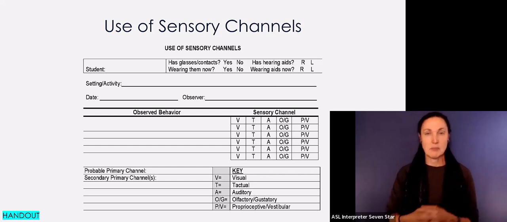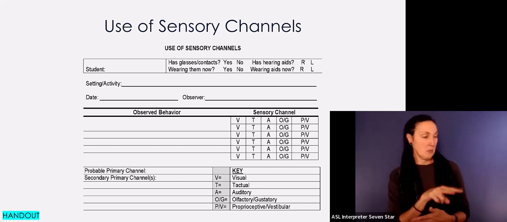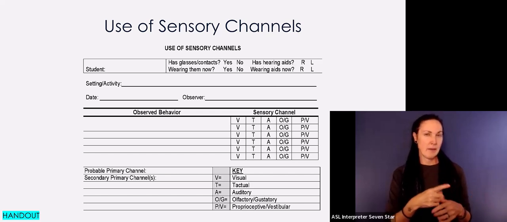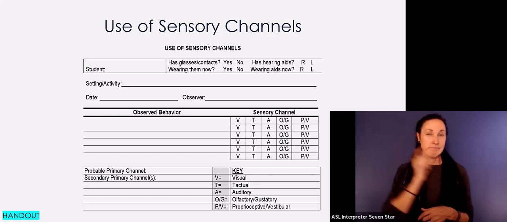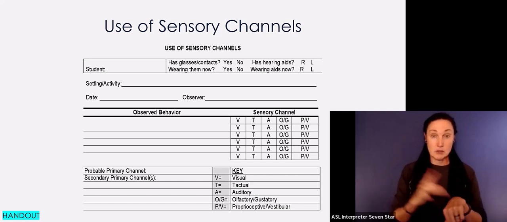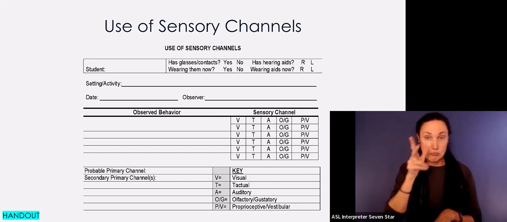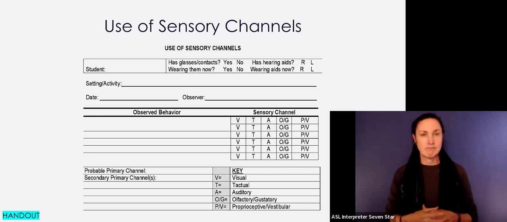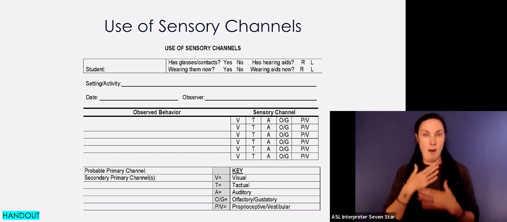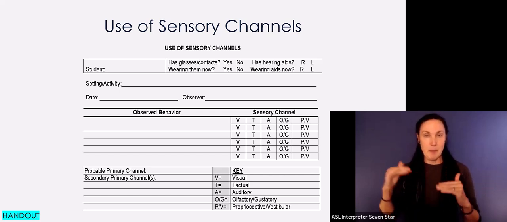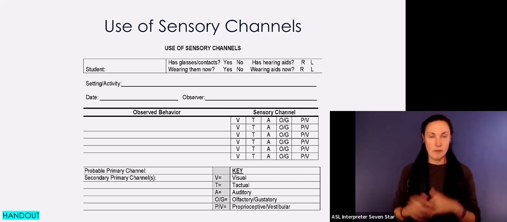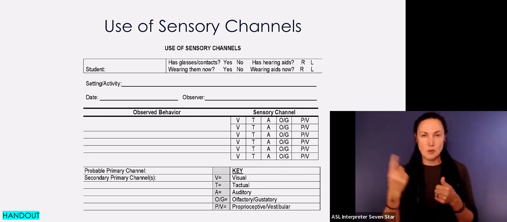And we might write down certain things that the student's doing and then think about, is he using his vision more? Is he using touch more? Is he using the auditory more? Is he using the taste and smell? That's the olfactory and gustatory. That's what the OG means. Or is he using proprioceptive and vestibular sense? So what we're trying to do is to find out, is there a primary sensory channel that this child is using, or are there a couple?